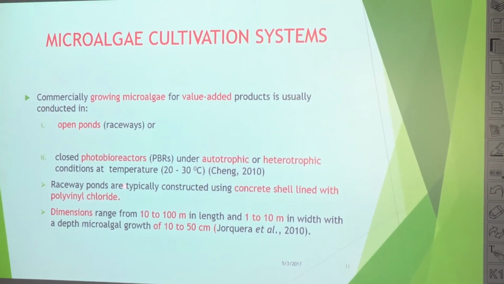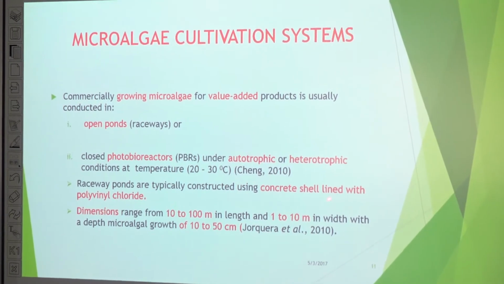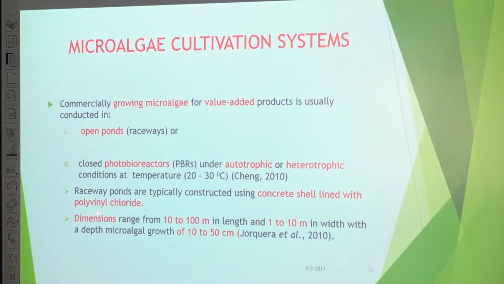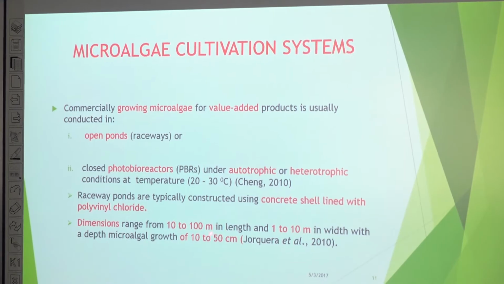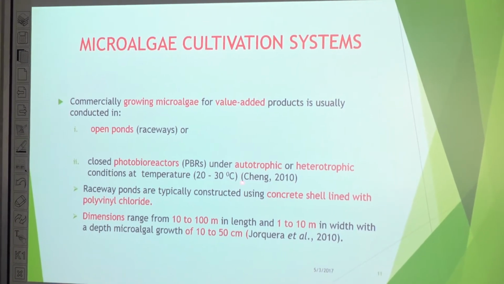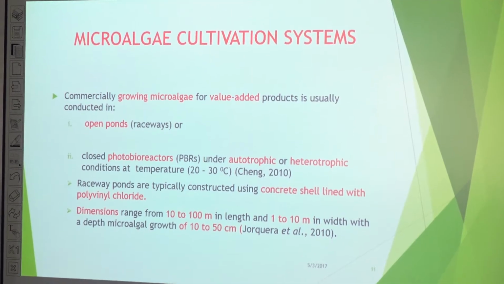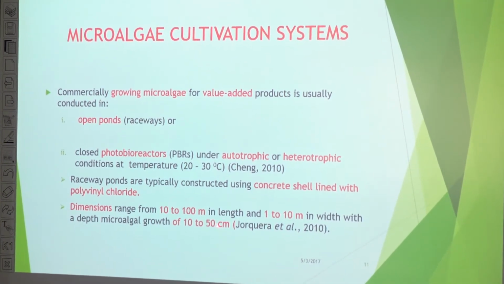Now, raceway ponds are typically constructed using concrete shell lined with polyvinyl chloride. Dimensions for open ponds range from 10 to 200 meters in length and 1 to 10 meters in width, with a depth of microalgal growth of 10 to 50 centimeters.